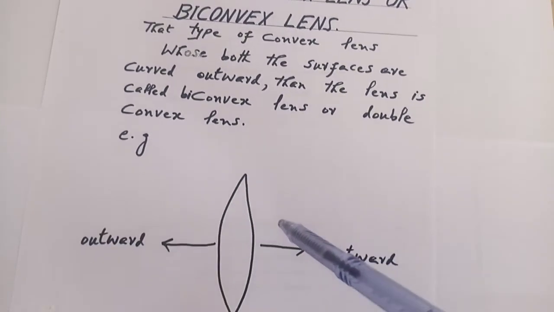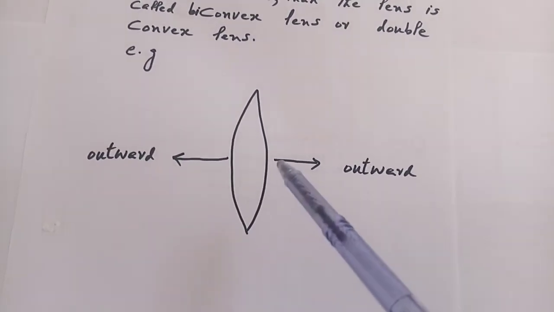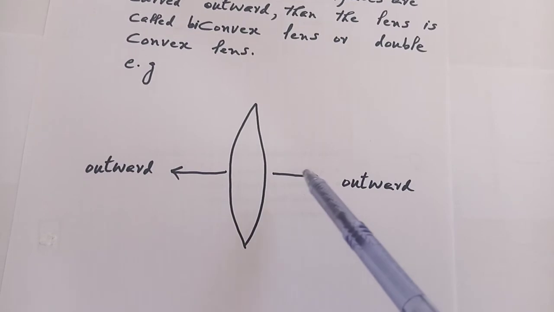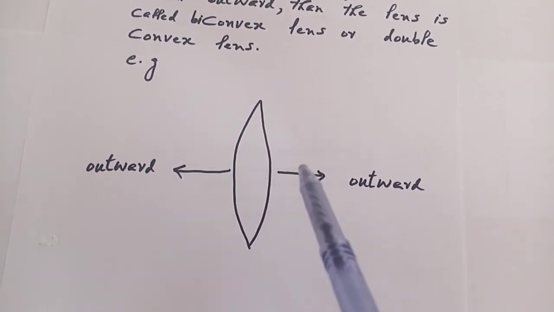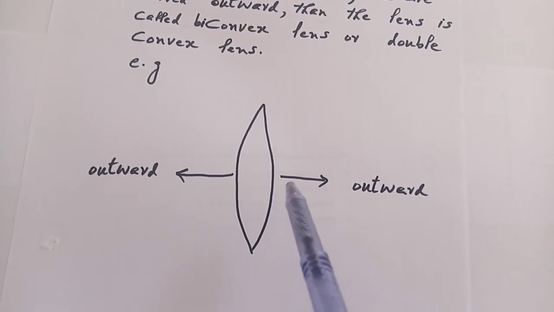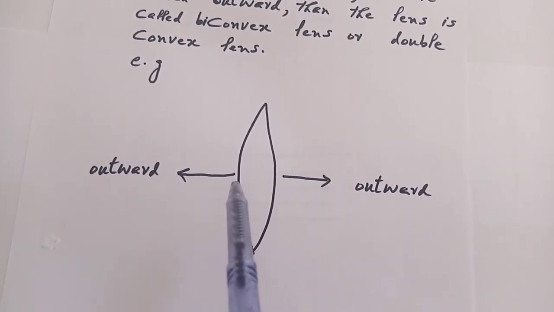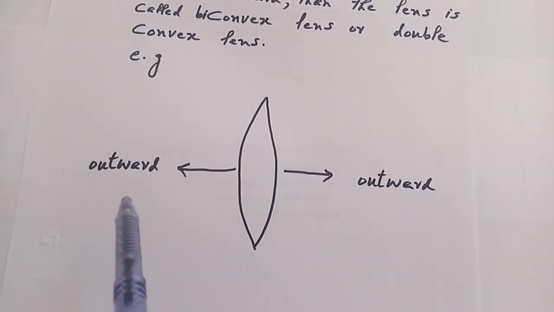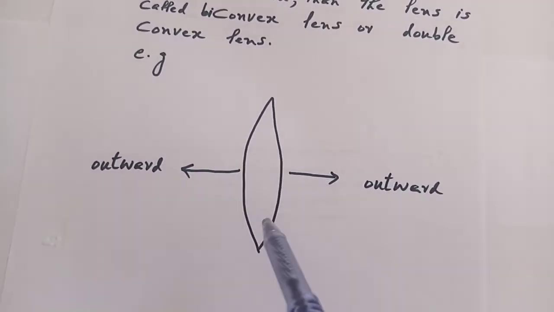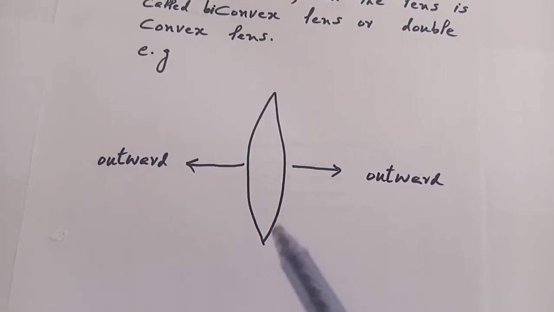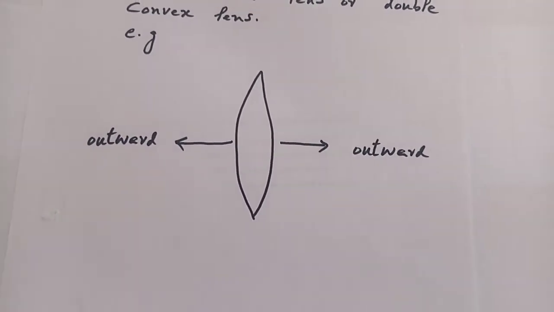Now here, this is a biconvex lens. This surface is curved outward, and this surface is also curved outward. So both the surfaces are curved outward. So this is a biconvex lens or double convex lens. This is the first type of convex lens.